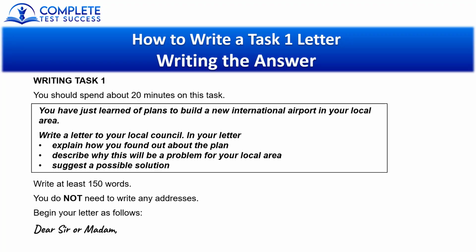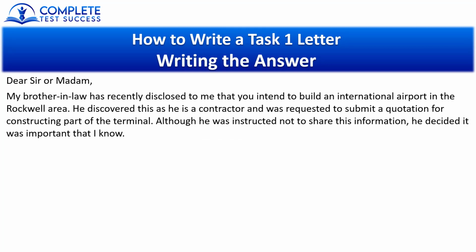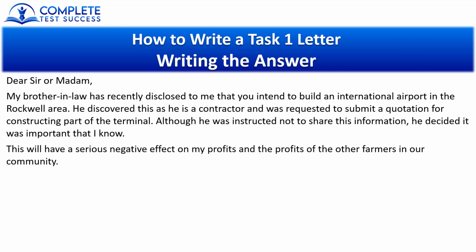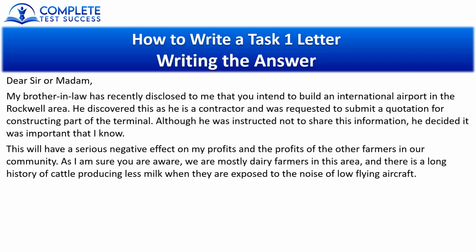So then we move on to the second prompt. Describe why this will be a problem for your local area. And again, in the first sentence, make sure to respond directly to the prompt. This will have a serious negative effect on my profits and the profits of the other farmers in our community. And then just develop that idea. As I'm sure you are aware, we are mostly dairy farmers in this area, and there is a long history of cattle producing less milk when they are exposed to the noise of low-flying aircraft.